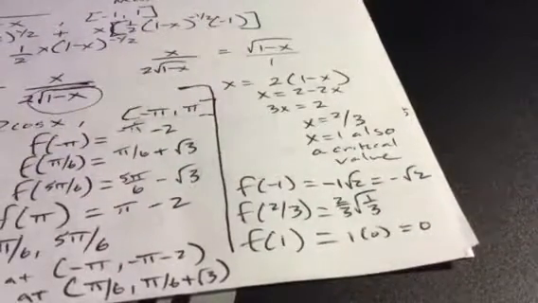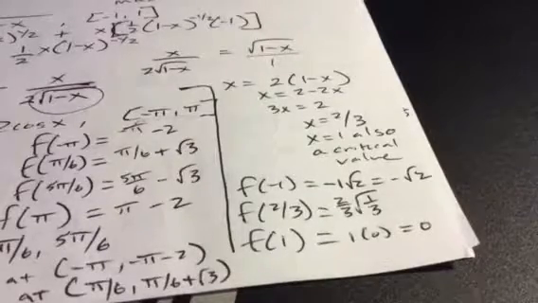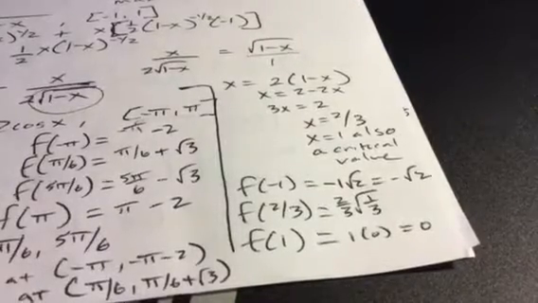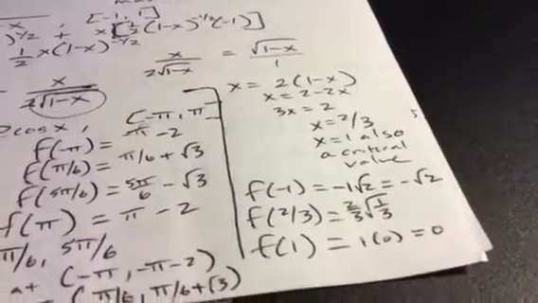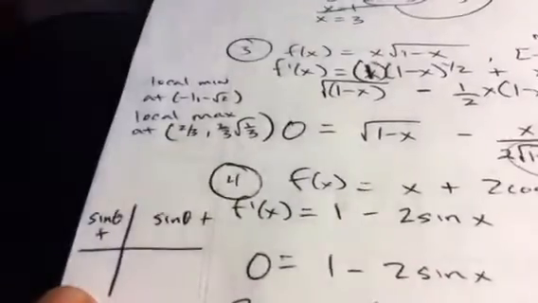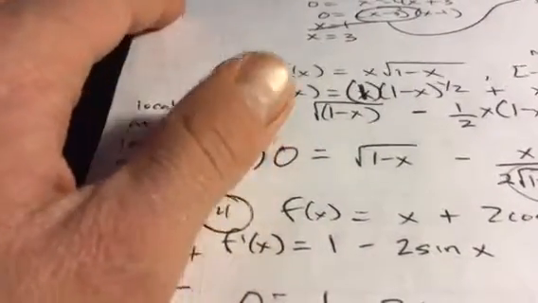Plug all those in, and that's what we get. Negative root 2 is my smallest value, and then 2/3 times the square root of 1 over 3 is the maximum value, which I wrote there. Again, you're going to get more pleasant answers on your quiz.